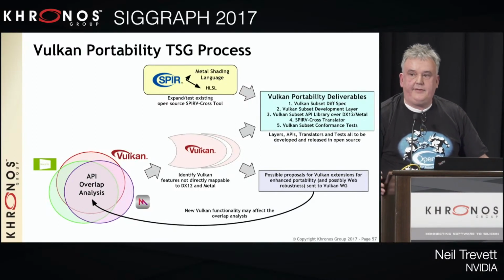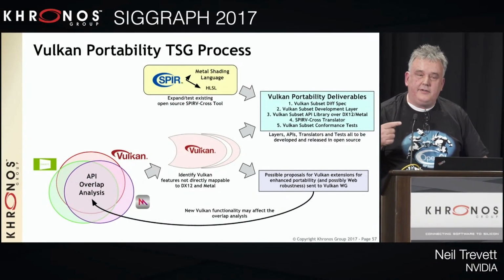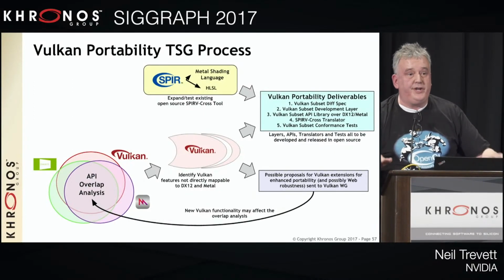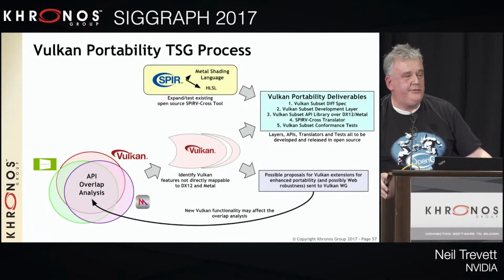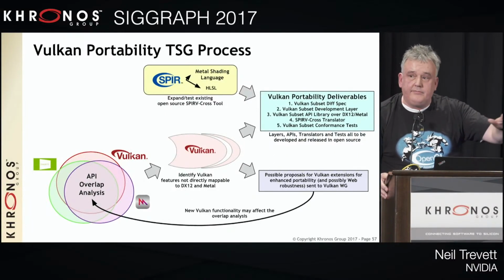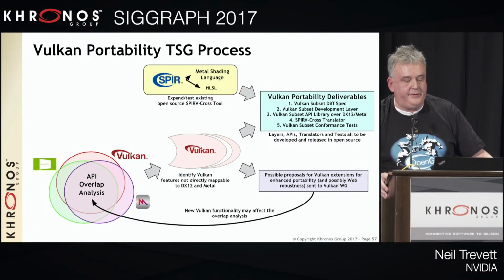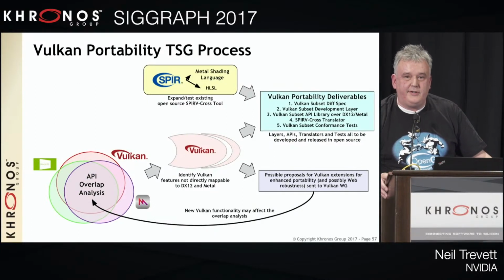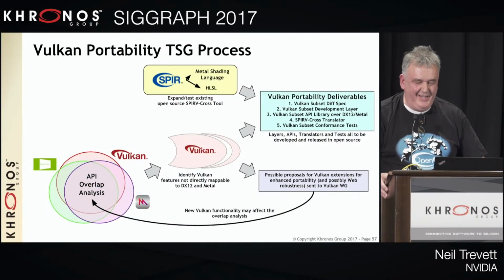We want to create a Vulkan tools layer that you can plug in, and it will warn you if you're using features that are not available in a portable universal sense. And I was talking to one of the journalists this morning, and he suggested we call that the metal detector, which I thought was quite good. TM.